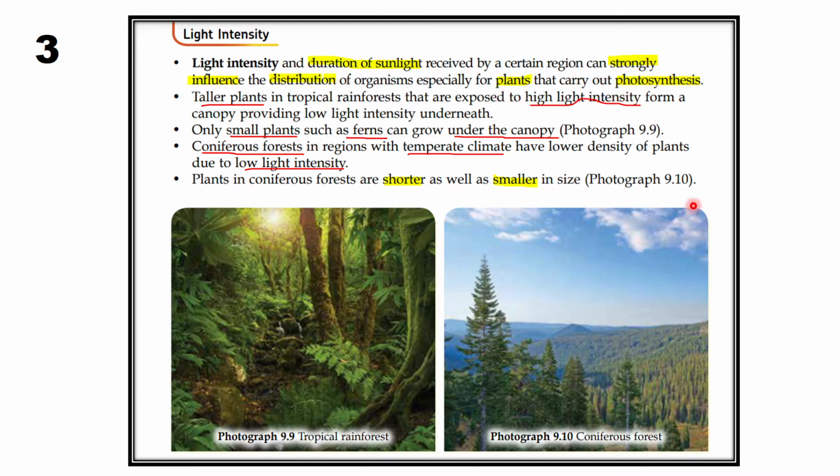Okay, so when you describe about this factor, light intensity, first you have to talk about high light intensity. Okay, kemudian low light intensity. Okay, so give some examples. Okay, kalau taller plants in the rainforest like this, kita nampak ada tumbuhan yang sangat tinggi in the tropical rainforest. They are exposed to high light intensity. Okay, in fact, a forming canopy providing low light intensity, bahagian bawah itu adalah bahagian yang teduh. Okay, so taller ones get the most sunlight.